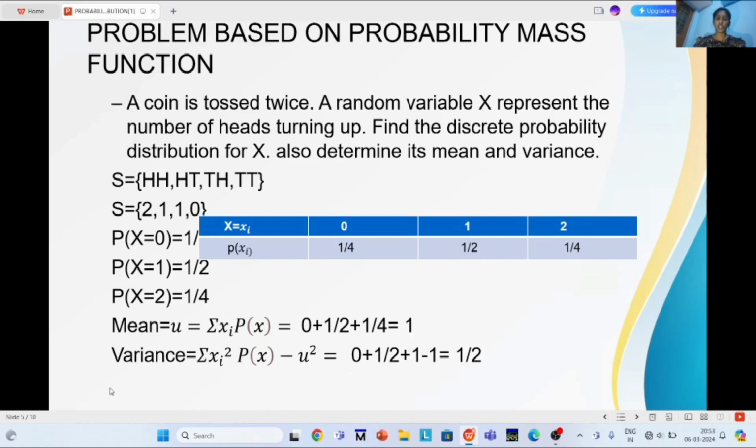You can see X is 0, 1, 2 and p of x is 1 by 4, 1 by 2, 1 by 4. P of x equals 0 is 1 by 4, p of x equals 1 is 1 by 2, and p of x equals 2 is 1 by 4. Mean is equal to summation xi times p of xi, that is 0 plus 1 by 2 plus 1 by 2, which equals 1. Variance, summation xi squared p of xi minus mu squared, is equal to 1 by 2.